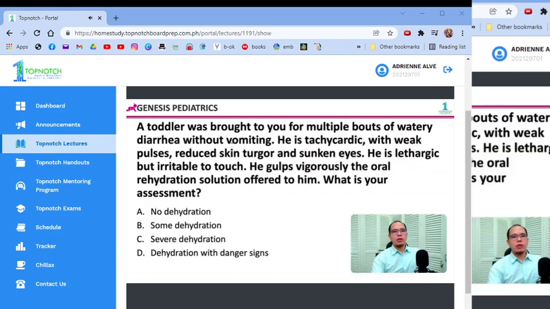Okay, next case, you have a toddler who was brought to you for multiple bouts of watery diarrhea without vomiting. Okay, so I'll say it right now, guys. If you have a patient who is having diarrhea, if it's non-bloody, then one of your first differential diagnoses should be your viral gastroenteritis. And in young children, the most common cause of viral gastroenteritis is rotavirus.